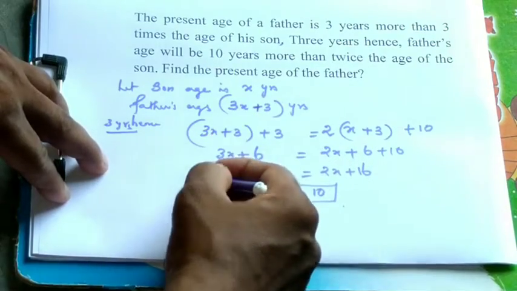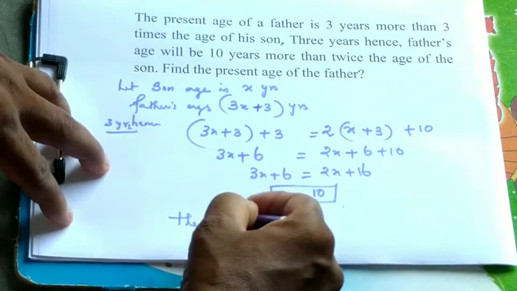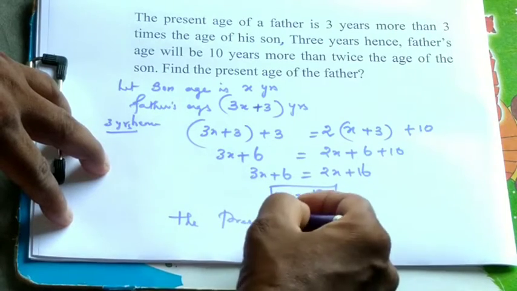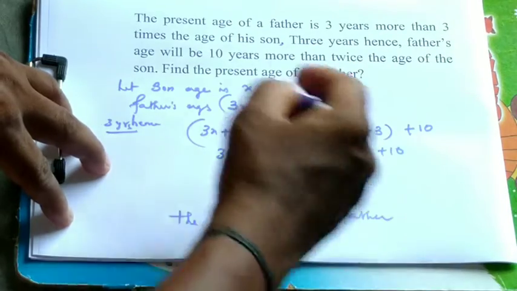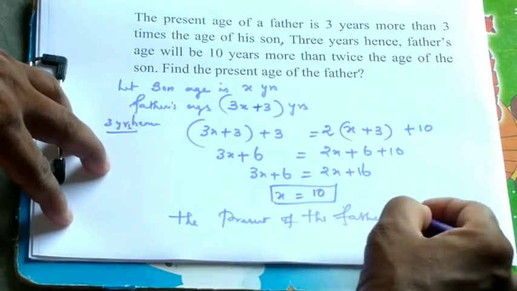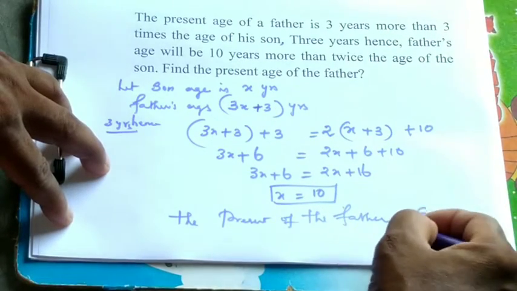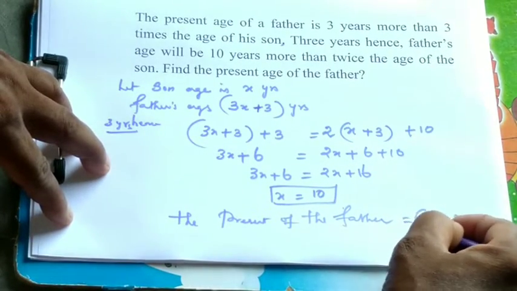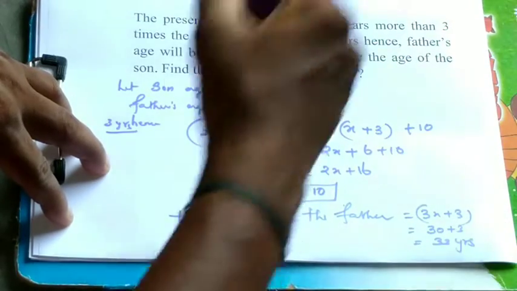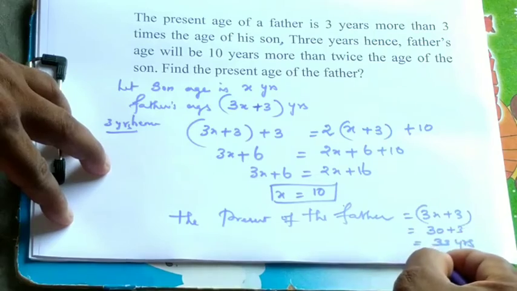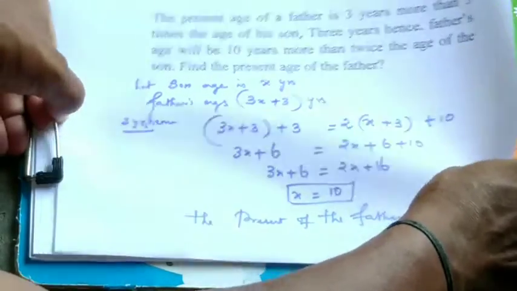The present age of the father, we initially assumed 3x plus 3. We got the x value as 10. Therefore 10 into 3 becomes 30, 30 plus 3 is 33 years. Therefore the present age of the father is 33 years. Now we will move on to the next one.